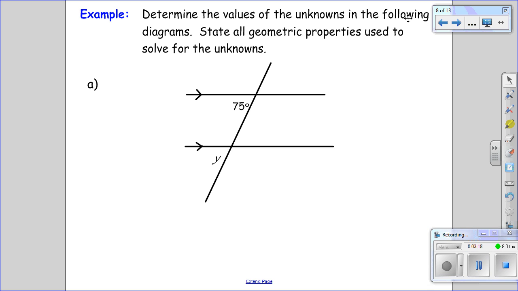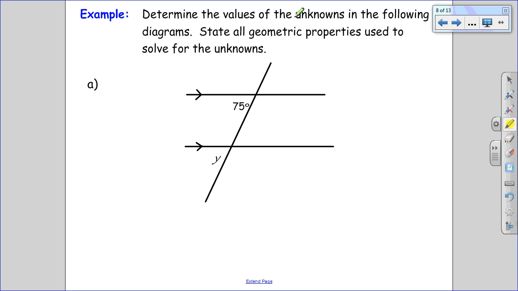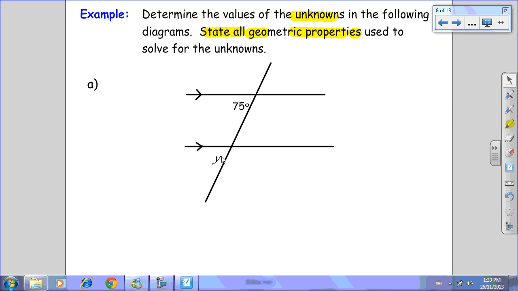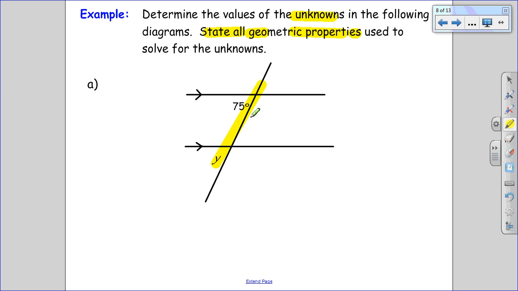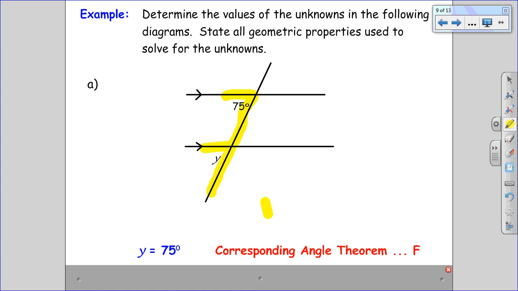Example, determine the values of the unknowns in the following diagrams. I want the unknowns, and I want to state the geometric properties used. So if I want to find y, I can look and see that they are on the same side of the transversal, and they're both below the parallel line. Well, that means they are, in fact, corresponding angles.